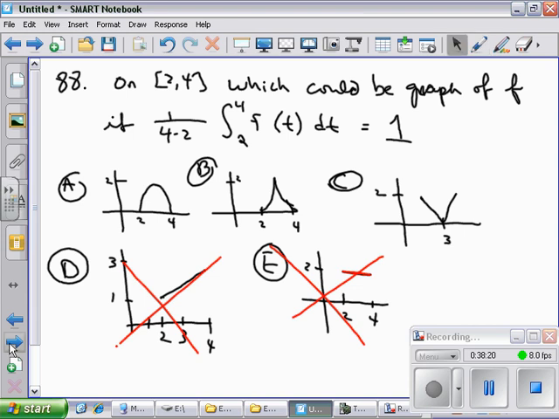I didn't label this one enough. Let me just see what C is. So C, the y's, this is 2 and this is 4. Okay. What would the average y value in C be?